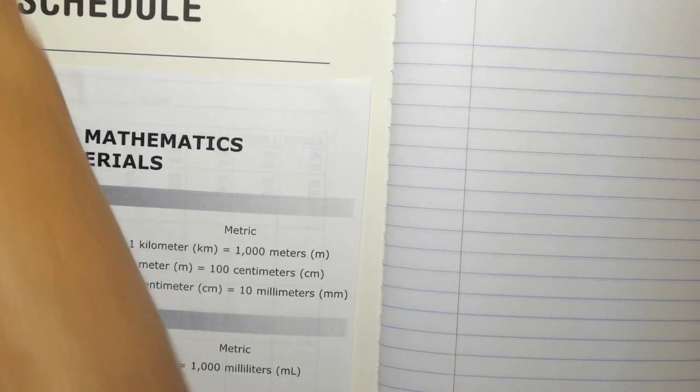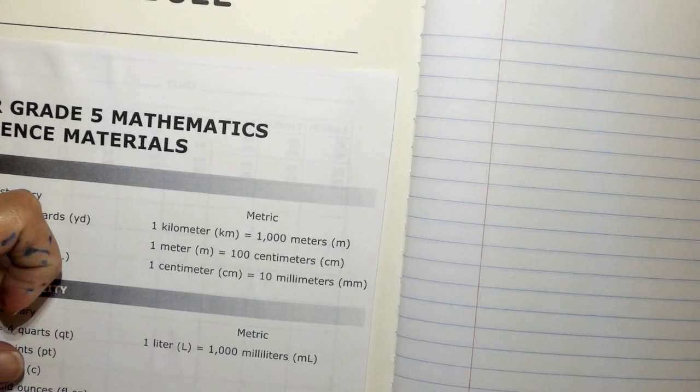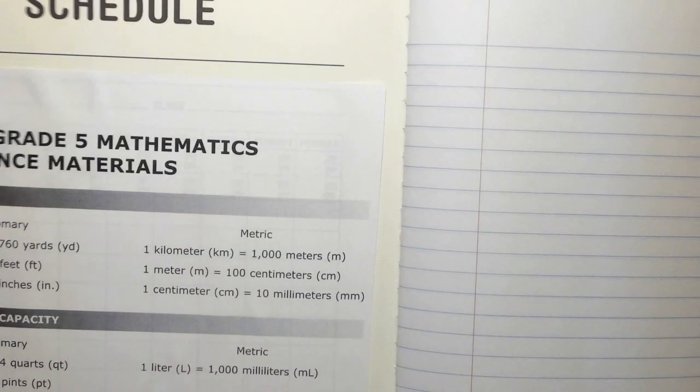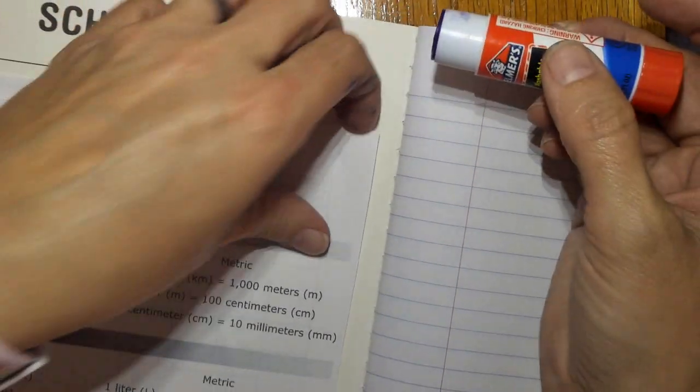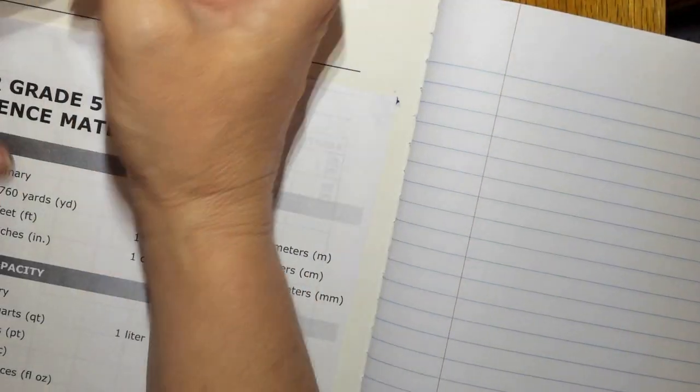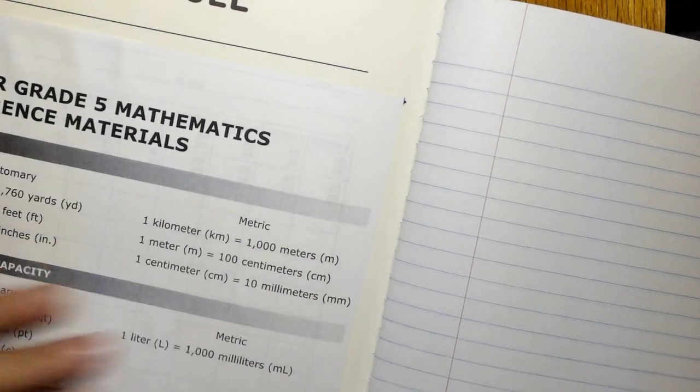Do yourself a favor and make sure that it's glued down at all the little corners, because otherwise it's going to fall out, and then you'll have to do these problems without it, and that will be very sad for you. So, you've got that glued in, and now turn to the next clean page, and we are going to start our page on measurement conversions.